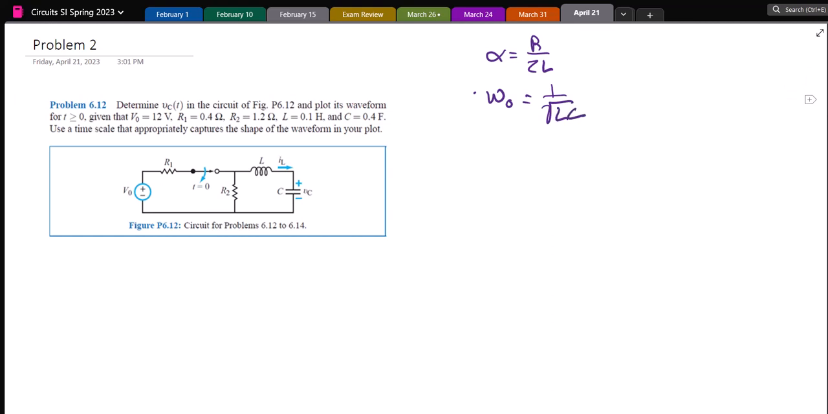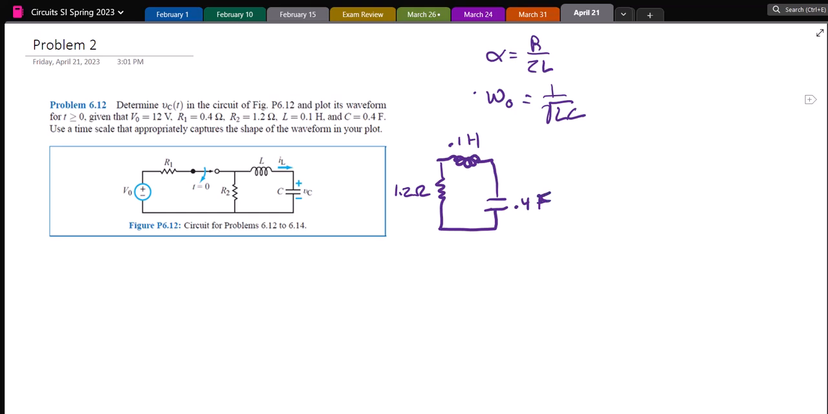And we will be looking at the circuit after time t equals 0. We have another resistor in there, but that's not the resistor we're looking at. For alpha and omega, we're looking at the resistor in the circuit for the time period after t equals 0. The resistor is 1.2 ohms, the inductor is 0.1 henries, and the capacitor is 0.4 farads.